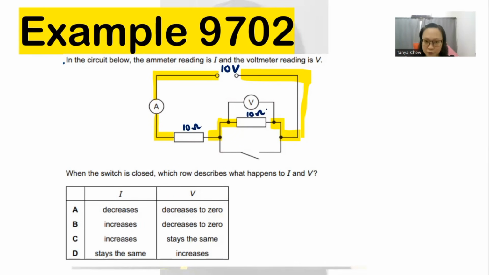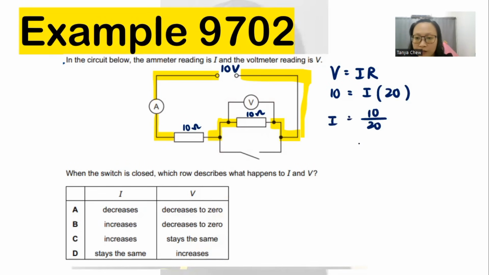I would just calculate the reading on the voltmeter and the reading on the ammeter first. So 10 V equals IR. This is the equation that I'm going to use, Ohm's law. This is for us to calculate the total current that flows through the circuit first. Since these two resistors are connected in series, I'll just add them up. 10 ohm plus 10 ohm gives me 20 ohm. So I is equal to 10 over 20, which is 0.5 ampere. And I'm done with that.